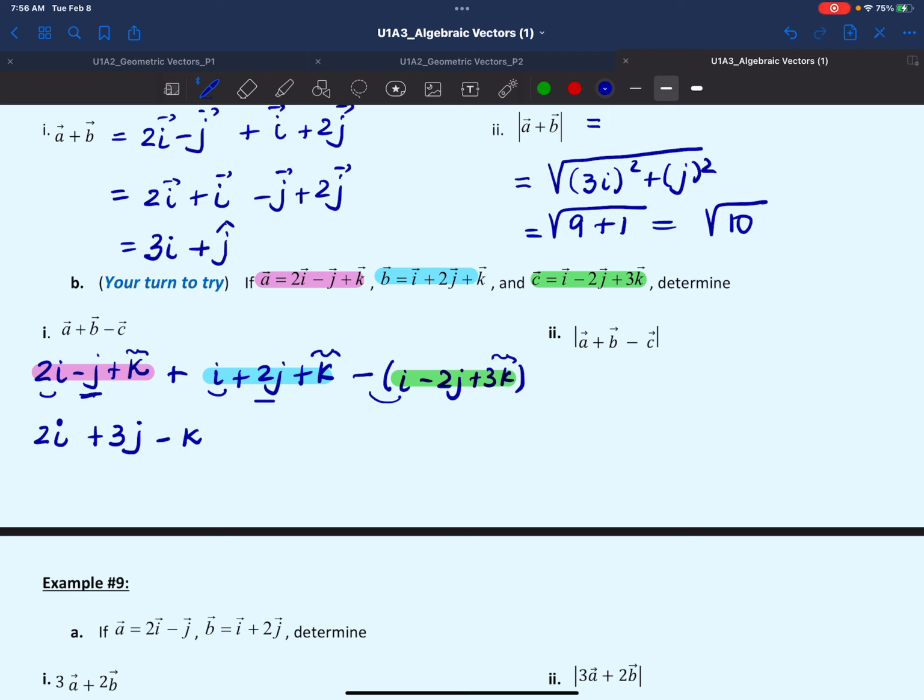So obviously we want to use the vector symbol everywhere. We have to add that on top. Don't forget that, especially on a test. And there we go. We have the sum, the expression A plus B minus C expressed here in standard form. Now we have to find the magnitude. So for the magnitude, we're going to use the component form.